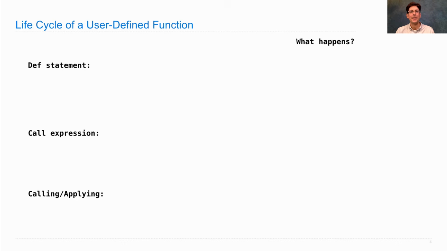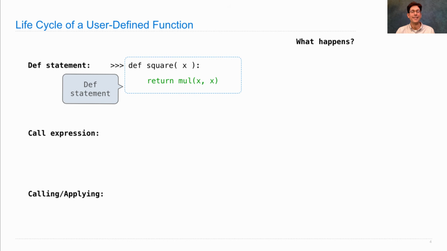But first, let's review everything that I told you before about user-defined functions, here on one slide in summary form with all the vocabulary that you need. So first, we have a def statement. A def statement is what creates functions. It looks like this. That whole thing is a def statement, which spans multiple lines.